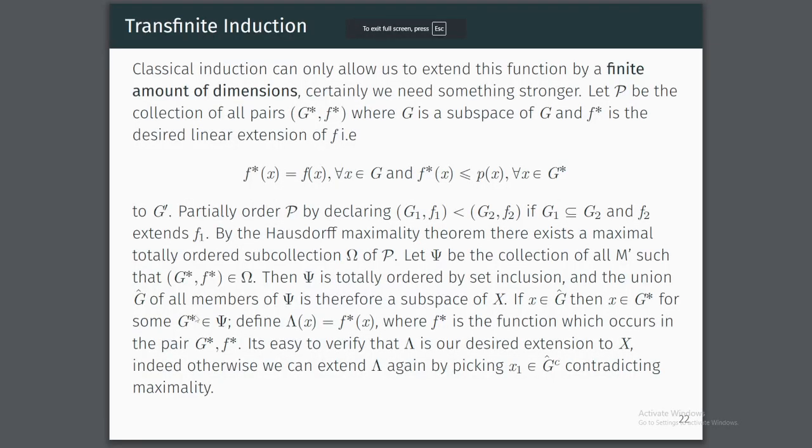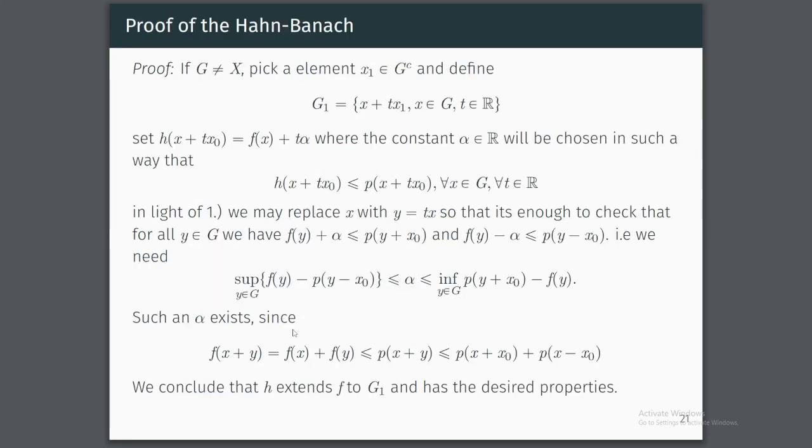We defined a function on the biggest element on G star, where f star occurs on the pair G star, f star. And the rest is just a little bit of computation. You can easily check that lambda is going to be the actual extension, and it's going to be the extension to the whole space.